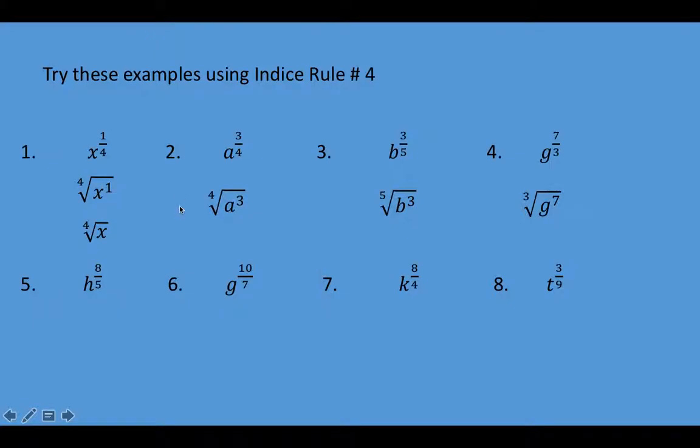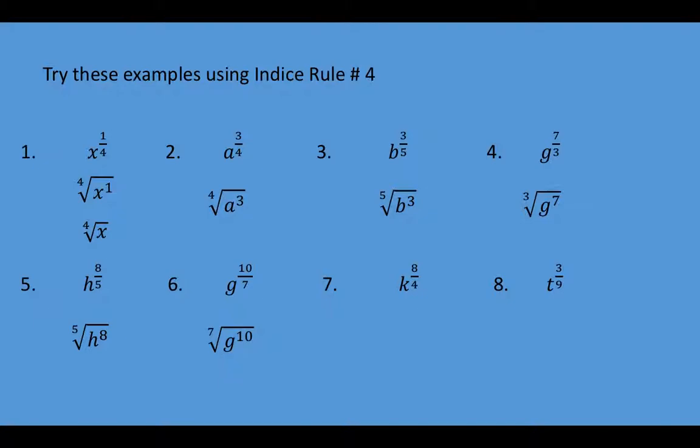Number 5, we have h to the power of 8/5. The 5 down the bottom is our denominator, so that's going to give us a 5 that goes in front of the root, and therefore it gives us the 5th root of h to the 8. And then number 6, simply 7 that goes at the front, and we've got g to the power of 10.